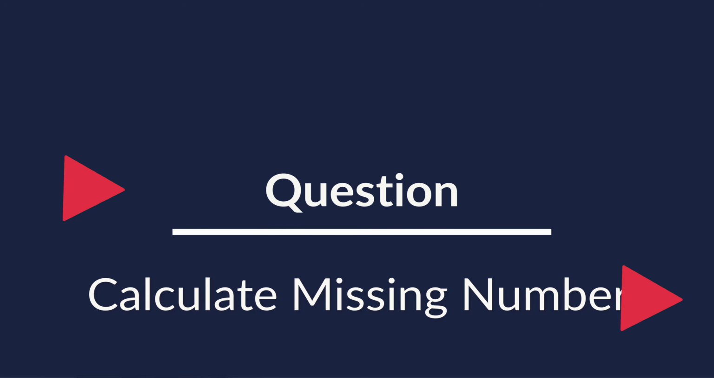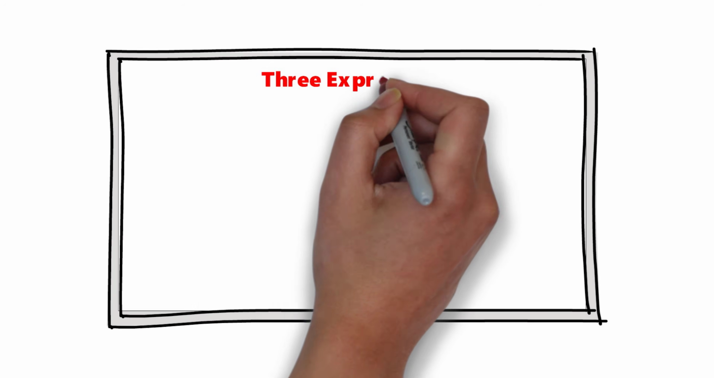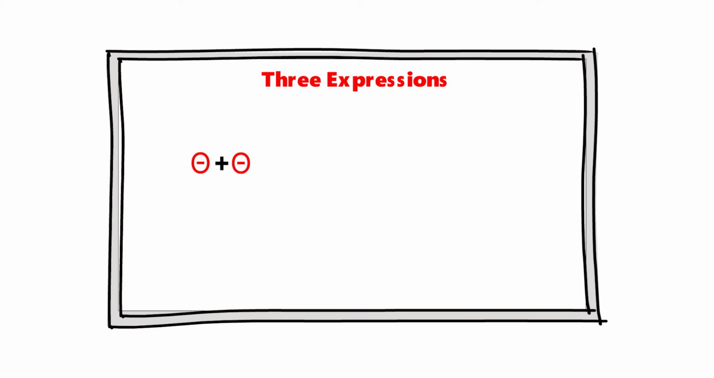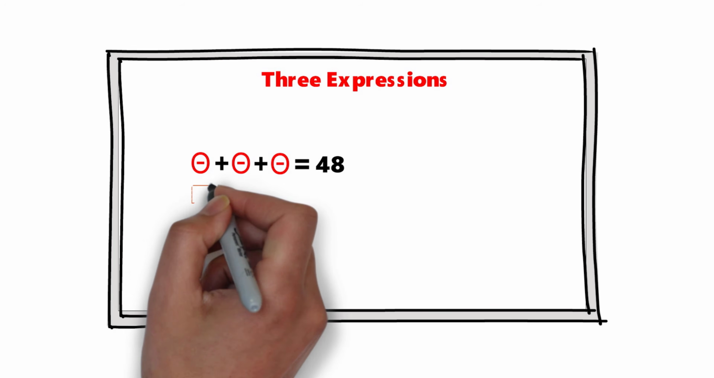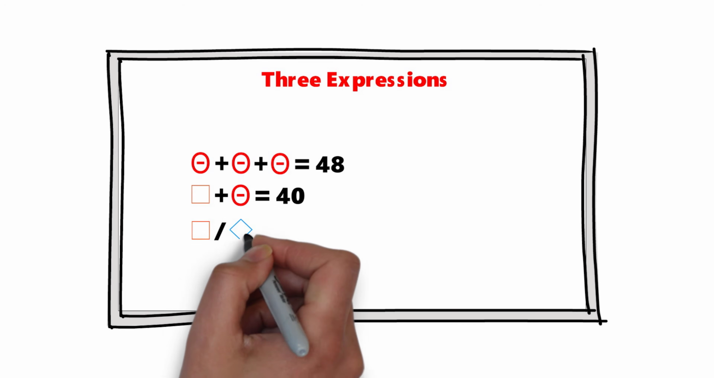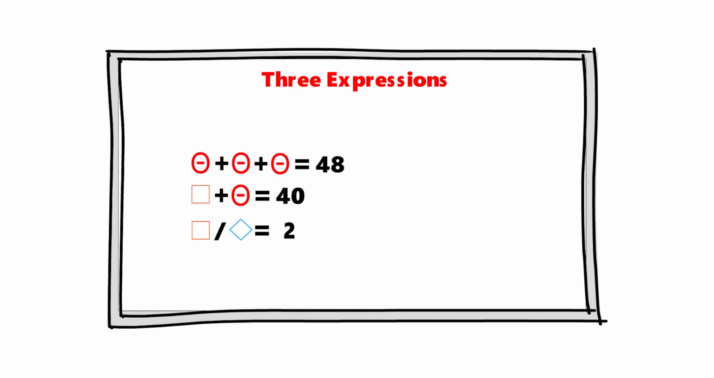Here's the cool question which is frequently used on the test. You're presented with 3 expressions. Circle with the dot inside plus another circle equals 48. In the second expression, you add square plus circle and the result equaled 40.